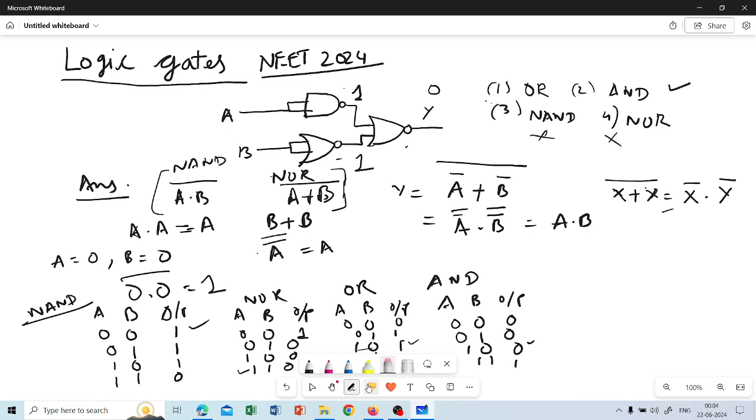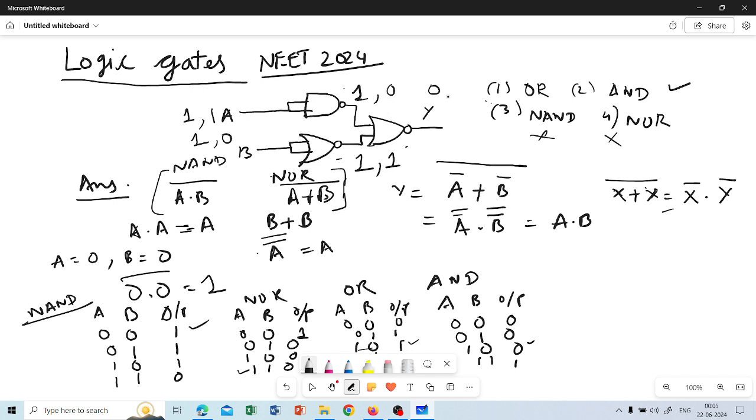Let me keep that. I will write like this: 1 1, now 1 0. So if I take 1 1, when both the inputs are 1, the output is 0. I will write like this, 0. And again for NOR gate, if I take 0 0, what is the output? 1. So this remains same.